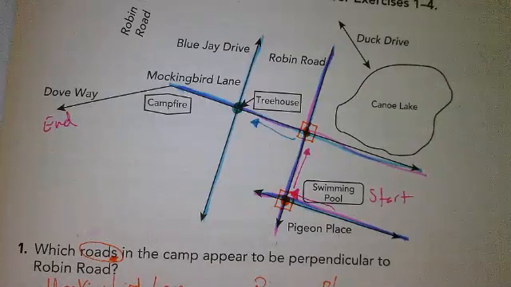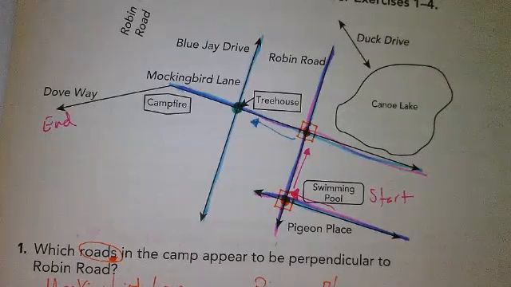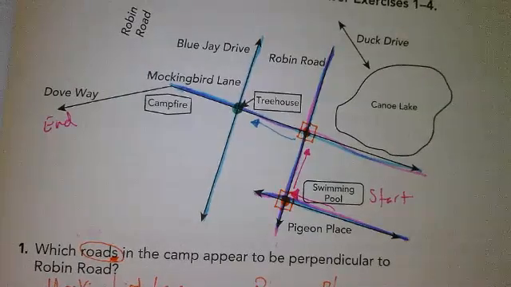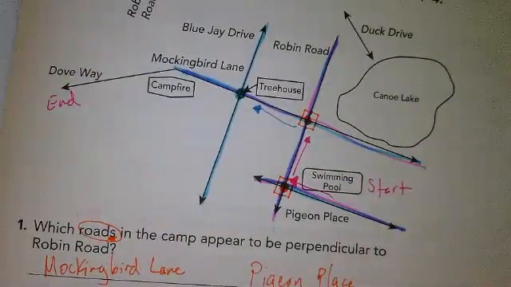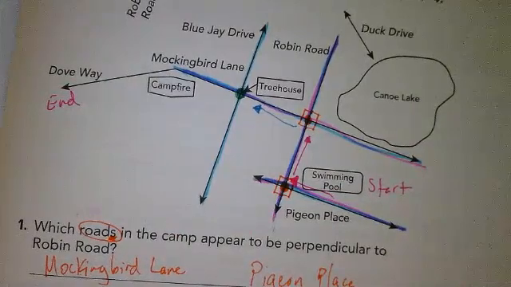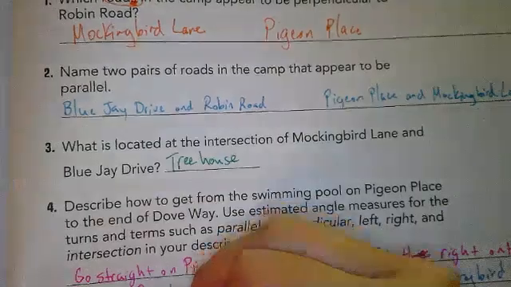Turn, so slight left, where? How should I know when I'm supposed to turn left? Is there like a landmark or something we could use? Oh, turn left at the campfire. And we could even say, is there a landmark that we pass while we're on here? What do we pass? Okay, so we could say go past the treehouse.